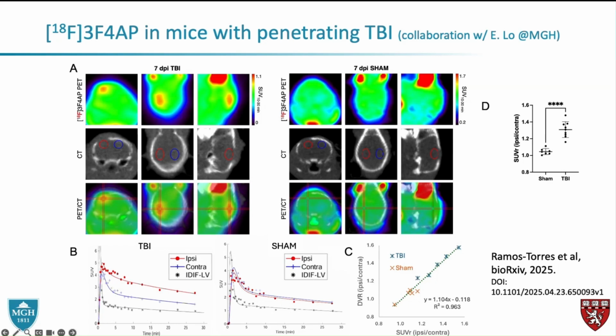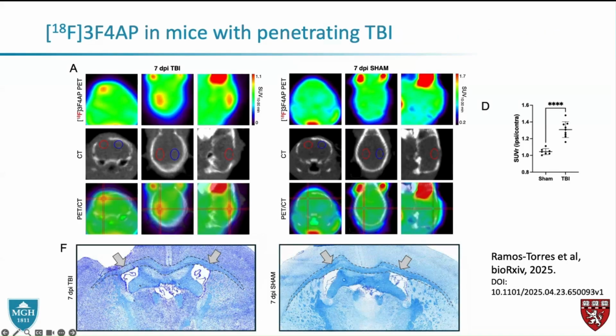And then we did kinetic modeling on these animals. So we obtained an image-derived input function from the heart. So here is the blood curve. Here is the contralateral side, and here is the injury side. Again, you can see a slower washout, much greater binding in the TBI than in the sham. And one thing that was good from this study is we could do the quantification using SUVR, and we showed that that was very proportional to DVR, which is more absolute quantification.